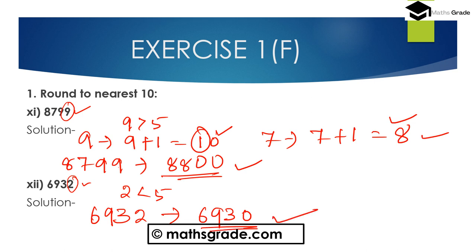So 8799 rounded to the nearest 10 is 8800 and 6932 rounded to the nearest 10 is 6930.